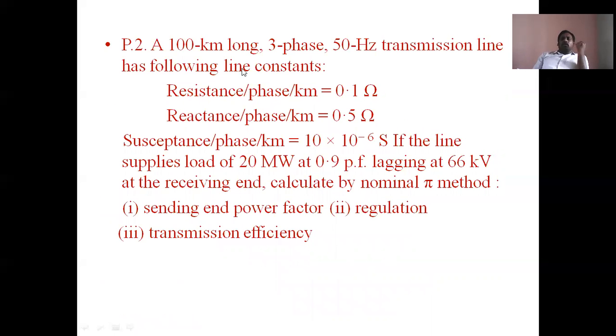A 100 kilometer long 3-phase 50 Hz transmission line has the following line constants. Resistance per phase per kilometer is equal to 0.1 ohm. Reactance per phase per kilometer is equal to 0.5 ohm. Susceptance per phase per kilometer is equal to 10 into 10 power minus 6 Siemens. The line supplies a load of 20 megawatts at 0.9 power factor lagging at 66 kV at the receiving end. Calculate by the nominal pi method, directly given: sending end power factor, regulation, transmission efficiency.